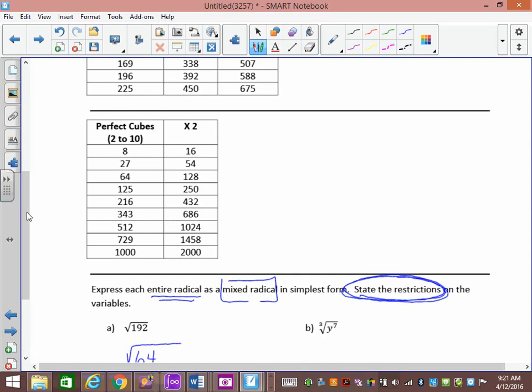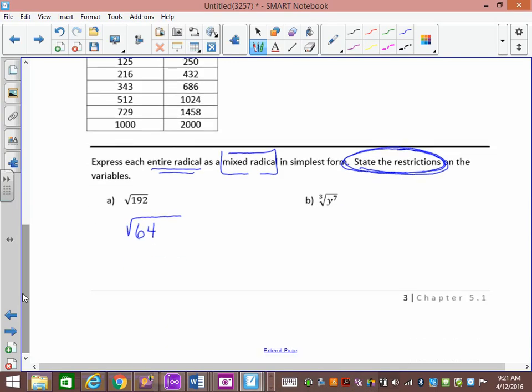So 64 times 3. Now some people pick random numbers, like they'll go 192 divided by 8, and if it works they try 8 and something. You need one of the numbers that you break it into to be a perfect square, because this is a square root. The only way I can pull anything out of that square root sign and bring it to the front is if it's a perfect square. So if you just divide it by random things, that's not helpful. You have to divide it by the list of perfect squares if it's a square root function.